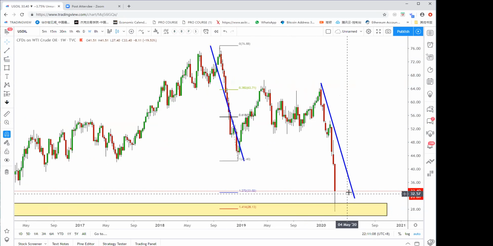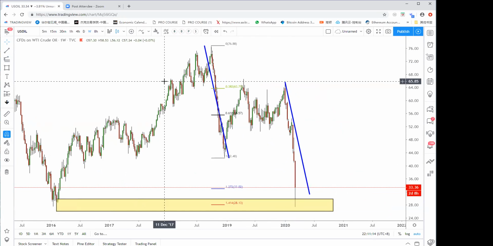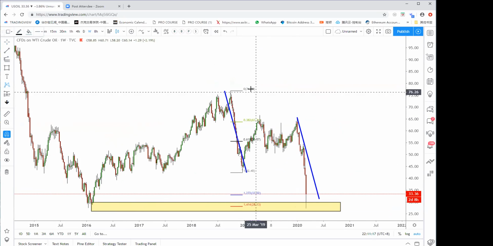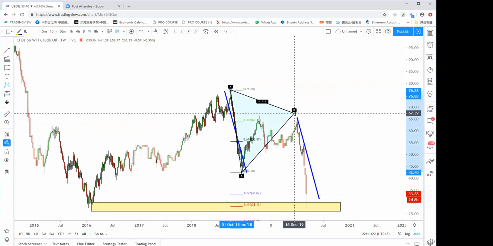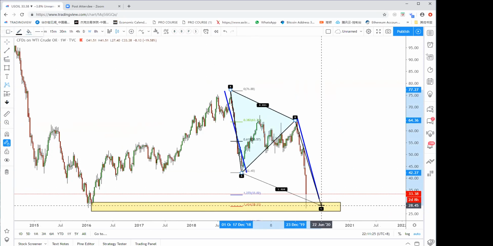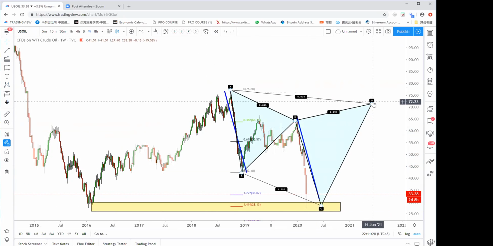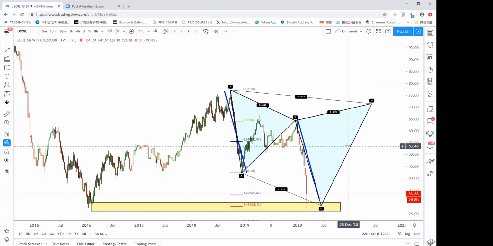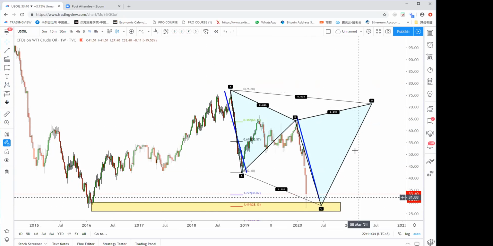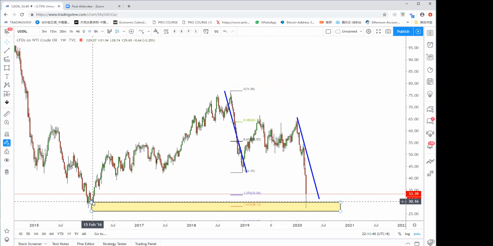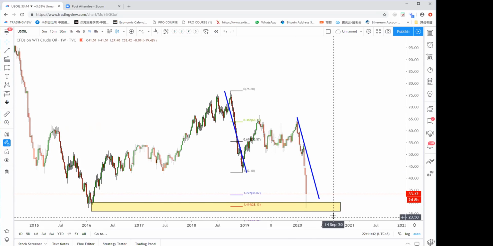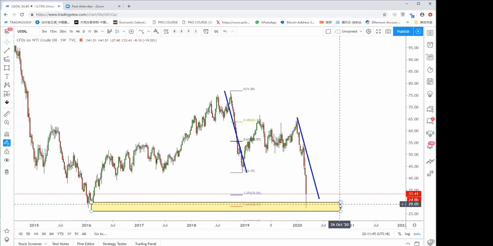You can see here the price is now between the 1.272 and 1.414, which also gives us another potential cipher pattern here. This cipher pattern implies the oil may bounce back all the way above 70. We don't know whether this is going to happen, but definitely 26 will be a very cheap price for the oil, and I don't think it will easily go down, although the fundamentals look very, very bearish and the market is scared.